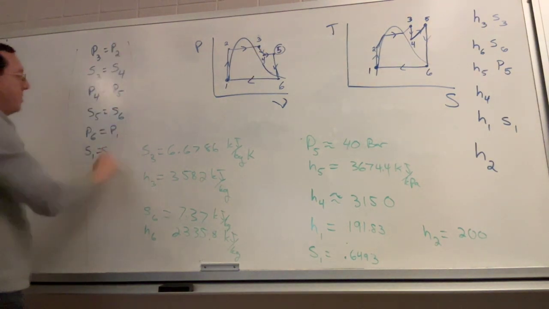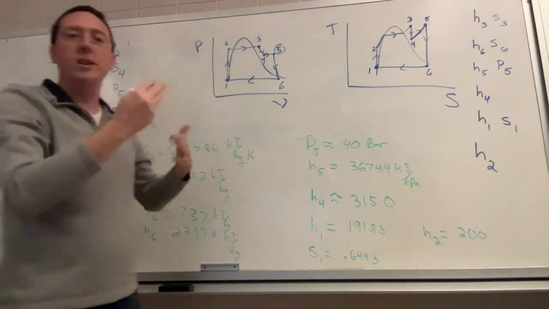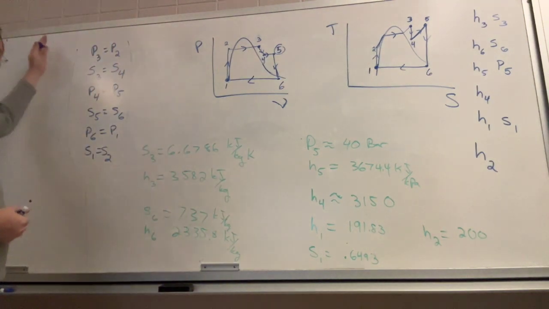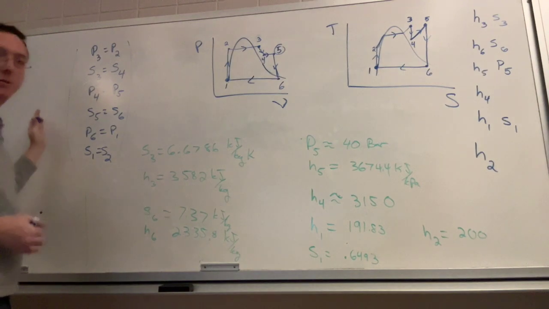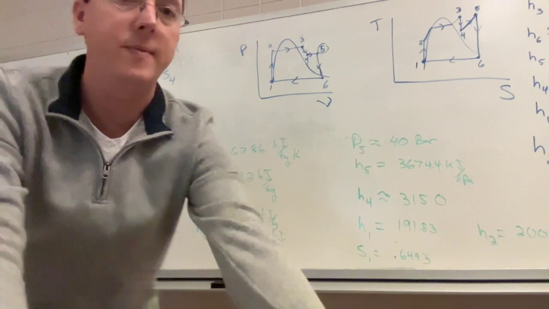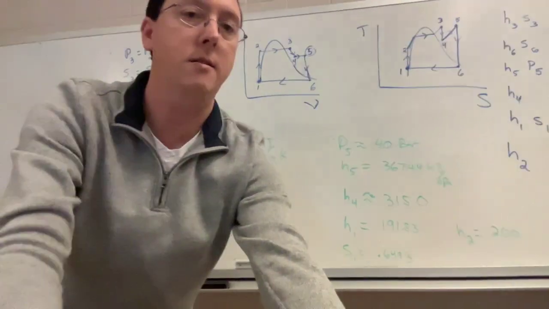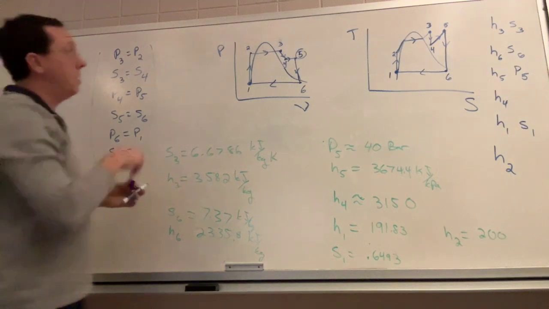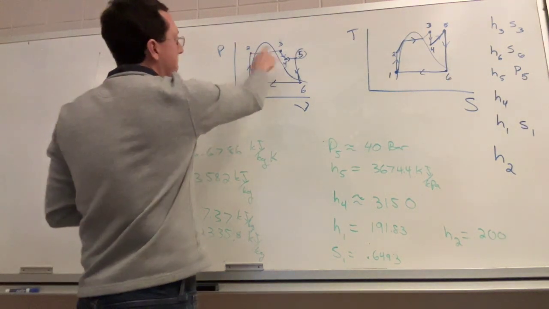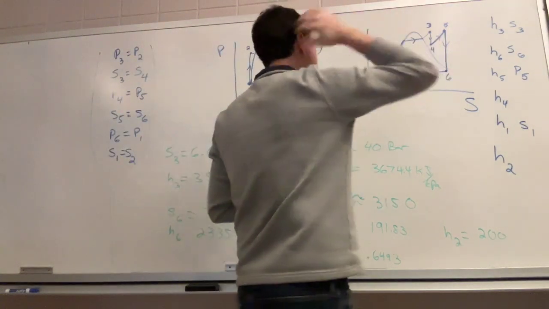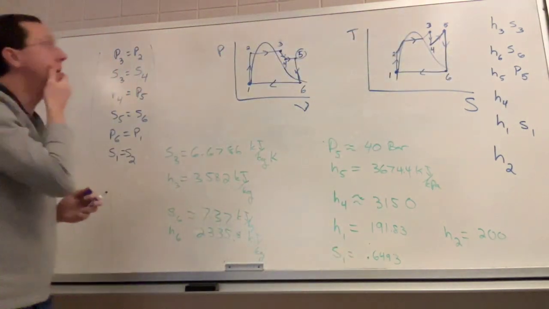So we have all these things that are related to each other, and these are the keys to working out the algebra. I hope that's all visible. Let me tilt, I'm sorry. The angle's not very good. So I'm just going through: wherever there's a horizontal line, that tells me that the pressures are the same. Wherever I have a vertical line, that tells me that the entropies are the same.